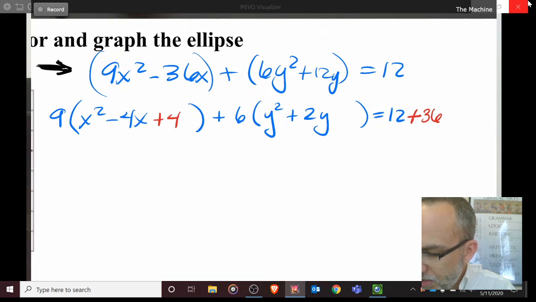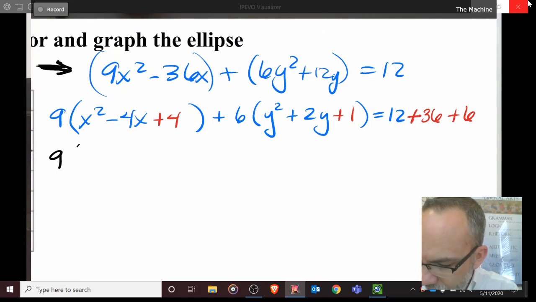Okay, now do the same thing for the y value. What is half of 2? Okay, that's 1. Square that and add that in right here. So that would then be plus 1. But if I'm going to add plus 1 into the group, do you see that it's actually 6 times 1? So I actually added in 6 to the left-hand side. So guess what? I have to add in 6 to the right-hand side. So now let me collect all my pieces.